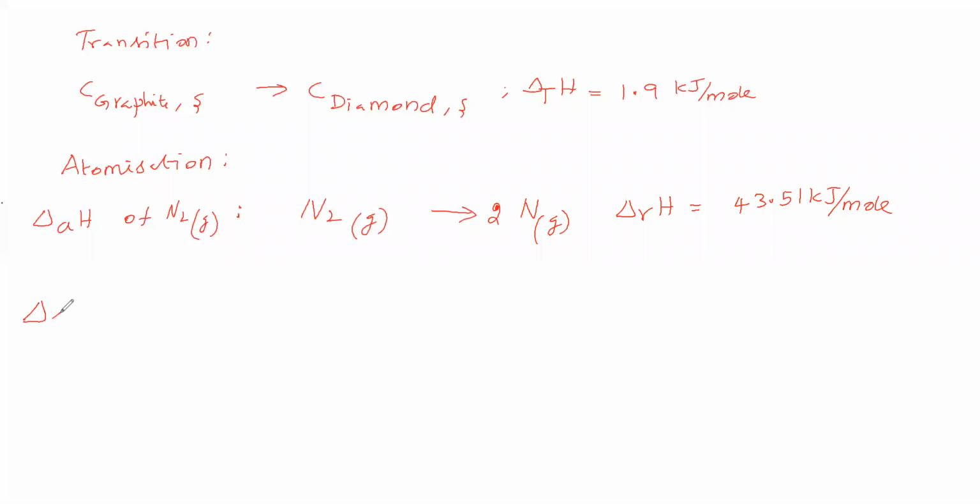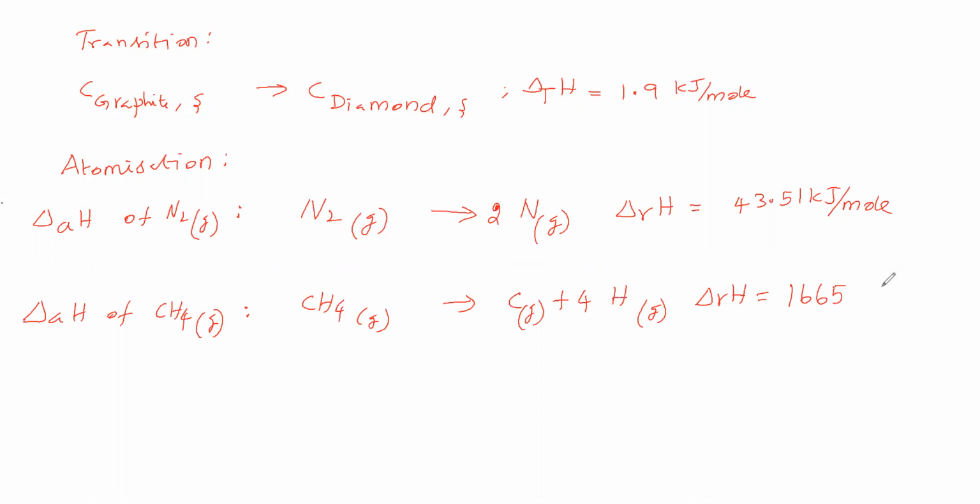Next, enthalpy of atomization of CH4 gas. Here the given substance is methane in the gaseous state. We are converting it into gaseous atoms, carbon atoms and hydrogen atoms. For this, the net amount of heat involved is 1665 kilojoule per mole. It is called the enthalpy of atomization of CH4 gas.